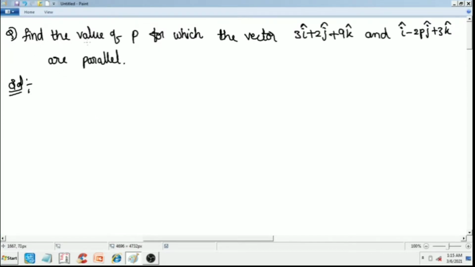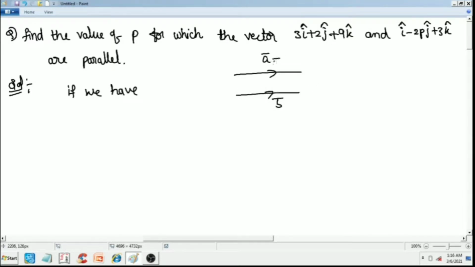Here we have a question. Find the value of p for which the vectors are parallel. Let us say this is a bar. First of all, before going to this, if we have two vectors that are parallel, let us say this is a bar and this is b bar.